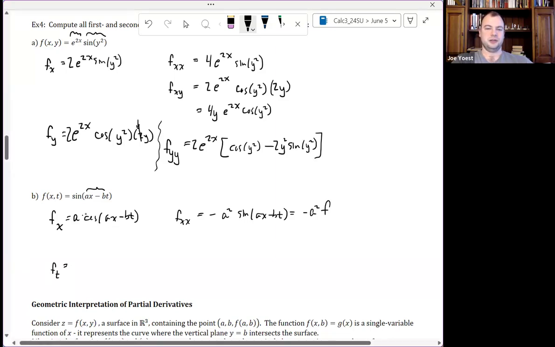What is f_t? I'll probably say f_y at least once here because I'm used to the second variable being y. But what is the partial of f with respect to t? Well, again, that's sine of a function of t I'm differentiating, so it's cos(ax - bt) times the partial with respect to t of ax - bt, and that's just -b.